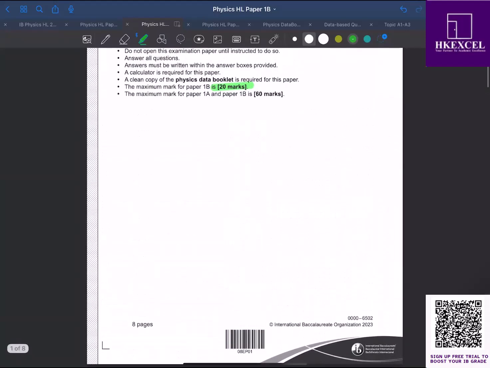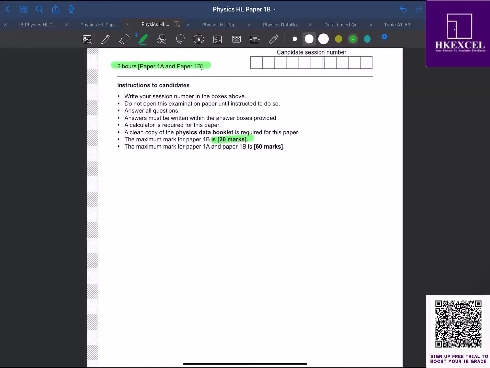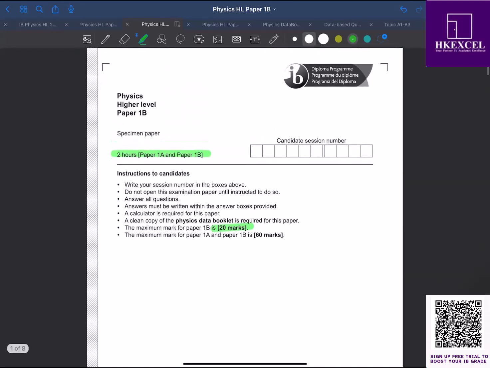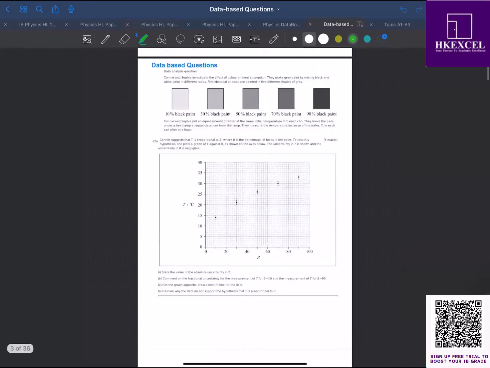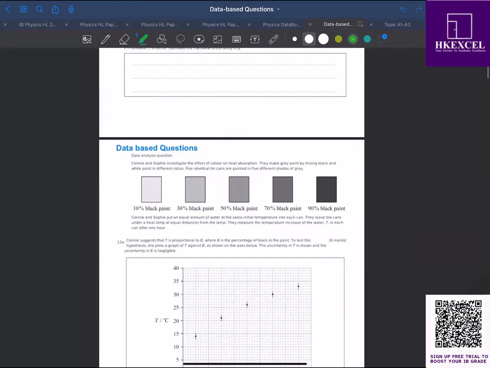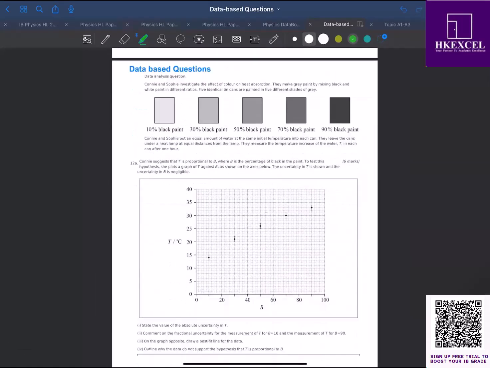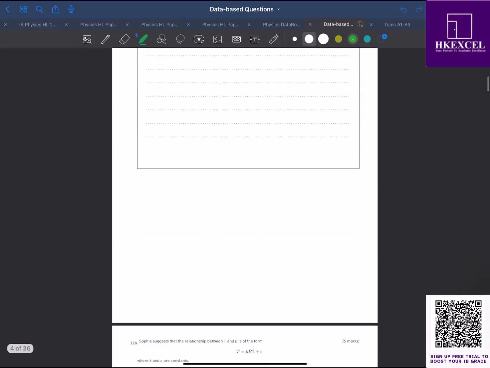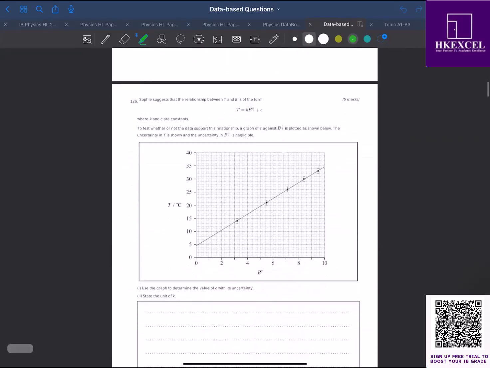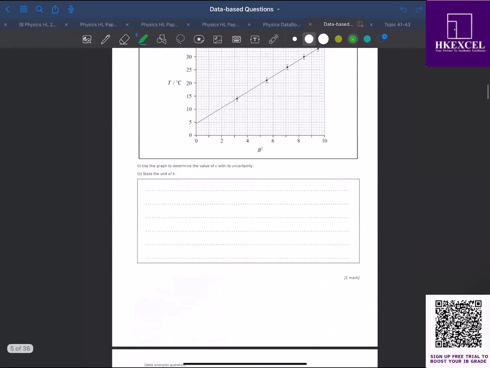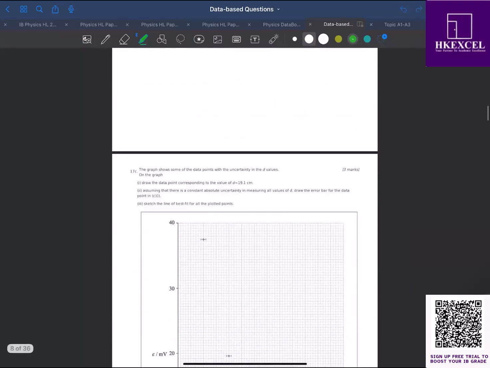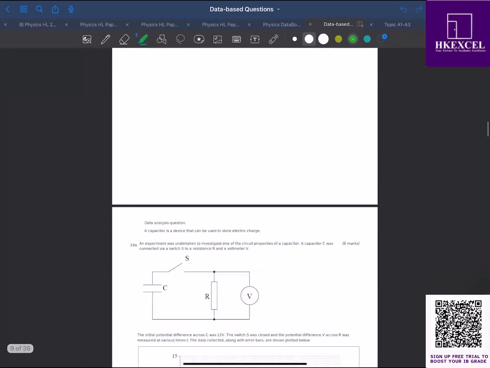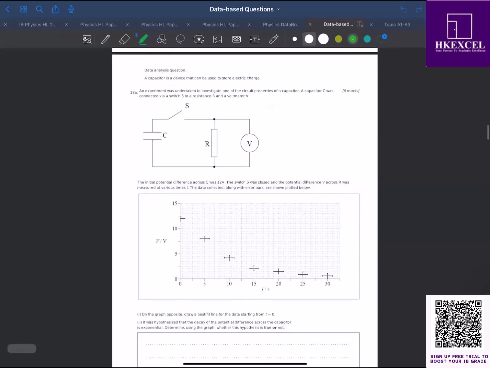Obviously, it will take some time to get used to the database type questions. For help, we also have some previous database set questions, as you can see. These are our HKExcel topic-wise set questions, and these are data-based questions. As you can see, these are extracted from older papers and some of our practice set papers here. This one here is related to circuits.